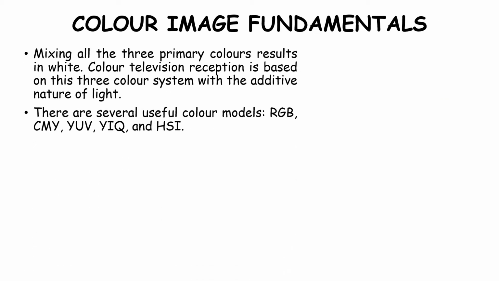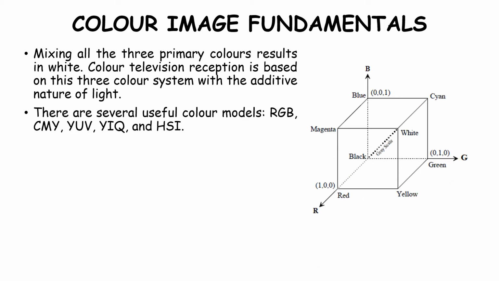Mixing all three primary colors results in white. Color television reception is based on this three color system with the additive nature of light. There are several useful color models, which are RGB, CMY, YUV, YIQ and HSI, which we will see in the later part. And this is the cube which is formed, and this tells us clearly how the primary as well as the secondary colors take their position.